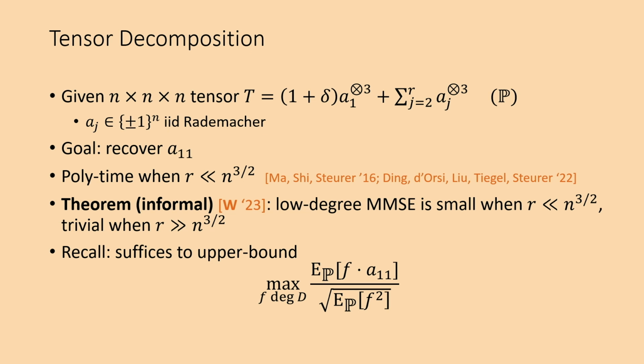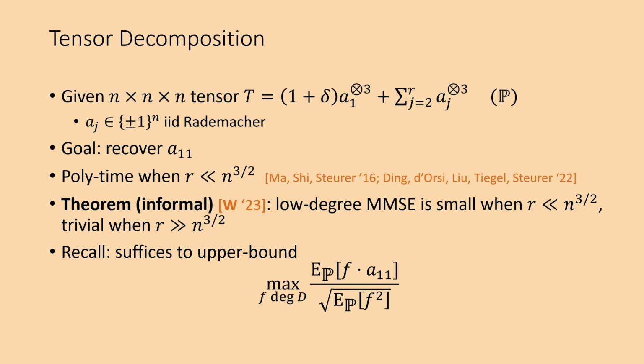When the rank is small enough, smaller than this n to the 3/2, there are polytime algorithms for doing this by some people in this room. And the corresponding low degree lower bound is saying that basically low degree polynomials can solve this, precisely matching this best known algorithm. So when the rank is smaller than this threshold, low degree polynomials succeed, otherwise they fail. Giving some evidence that this is really the inherent threshold.